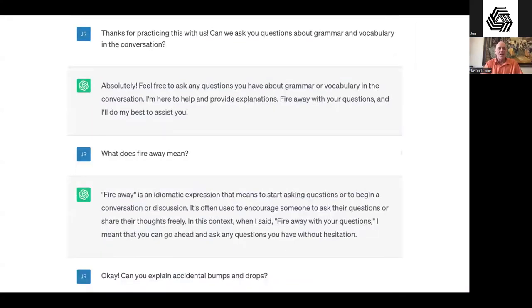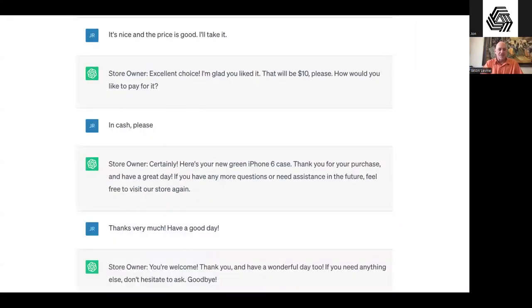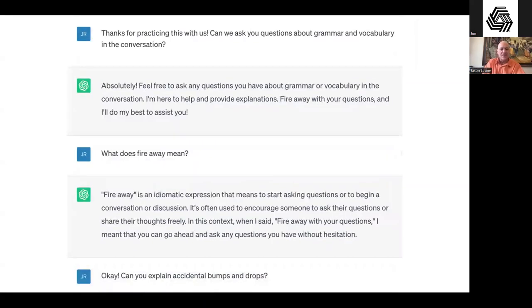So I did want to show you this. The other great thing is here. Look, ChatGPT said, "Fire away with your questions, and I'll do my best." And I wrote, what does fire away mean? Oh, and then, can you explain bumps and drops? So this is, remember, the classroom chat. You're modeling what students can do. So you can say, hey, don't forget to ask if you don't understand something. Explain it. It's a chat.